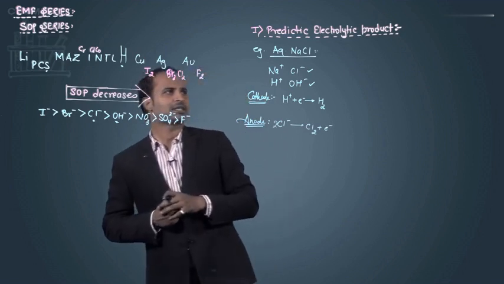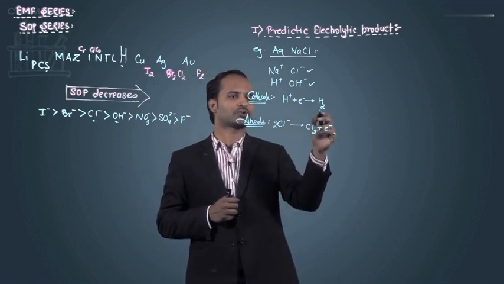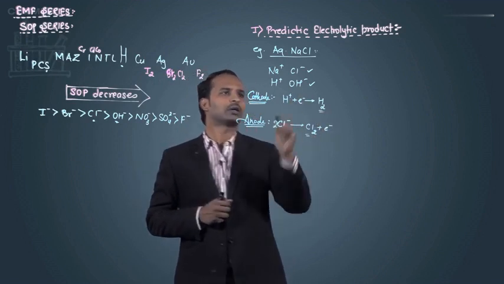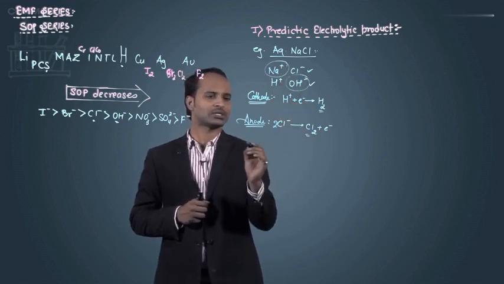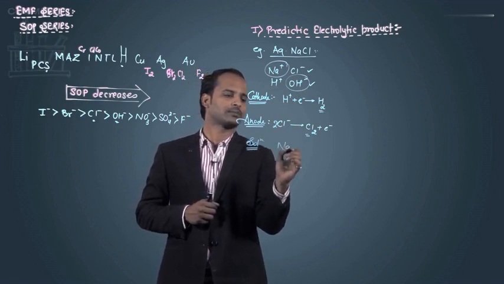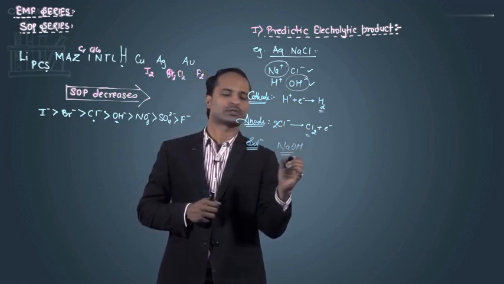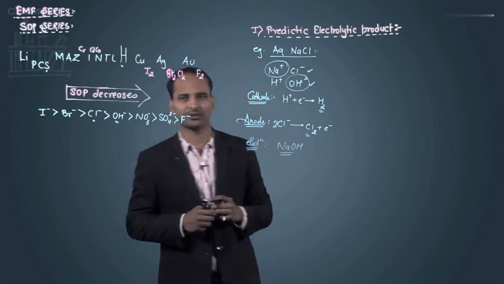So this is aqueous NaCl. Ultimately, which products are formed? I got H2 at the cathode and Cl2 at the anode. And what is left inside the solution? Na plus and OH minus ions. So the solution left inside is NaOH. This is the byproduct, I can say, which is left inside the solution.